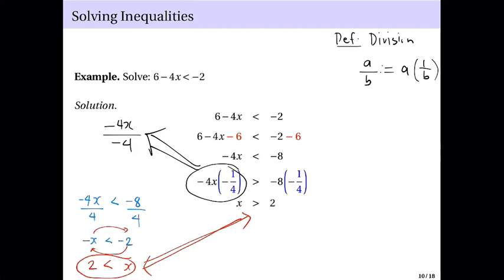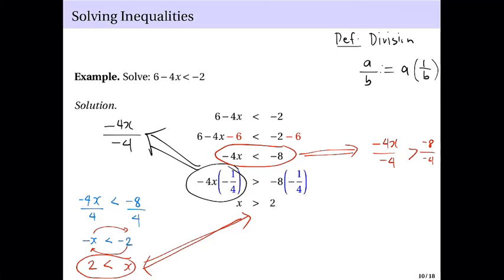Since you are dividing by -4, say you are coming from here, and you have -4x, you divide by -4. Since you are dividing by -4, the inequality should change. The inequality should change because, again, dividing is just multiplying with the reciprocal. Are we clear on that?